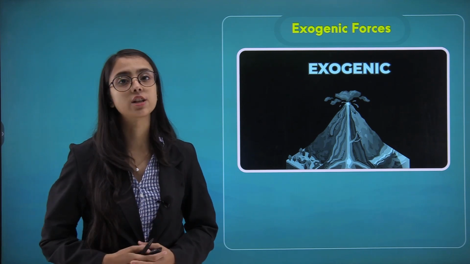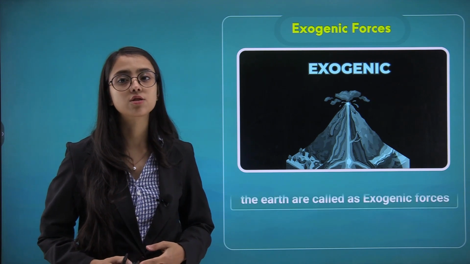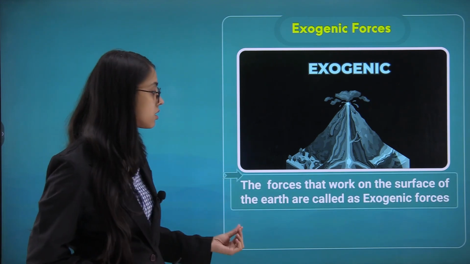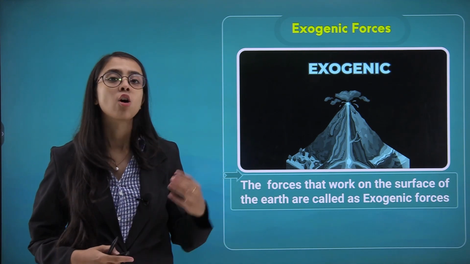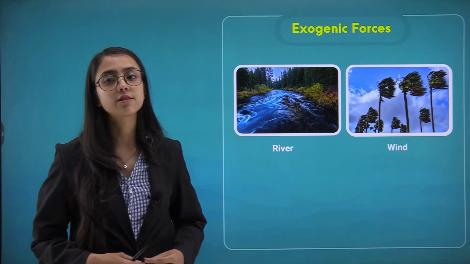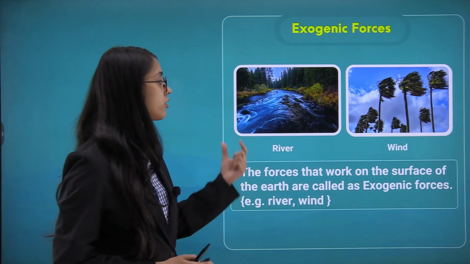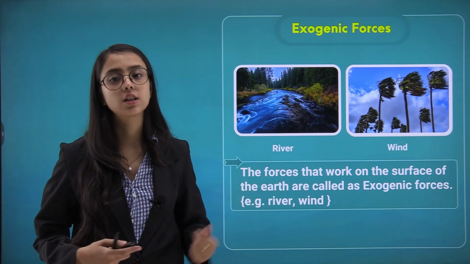Now, we have already studied about endogenic forces. Now, what are exogenic forces? Let's have a look. We studied that exogenic forces are the forces that work on the surface of the earth and result in transformation of the landforms or the surface of the earth. The exogenic forces consist of movement of rivers, winds. They work on the surface of the earth.